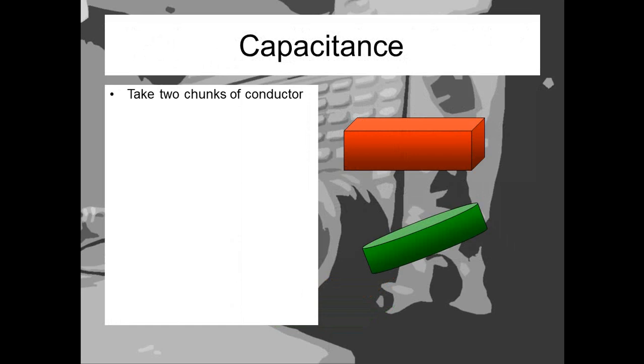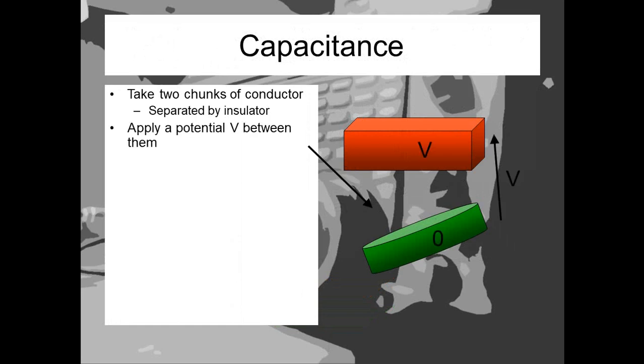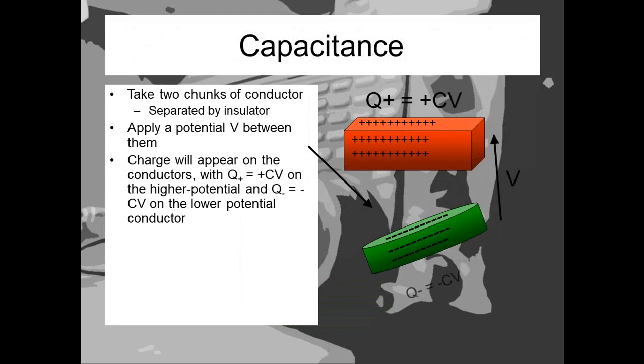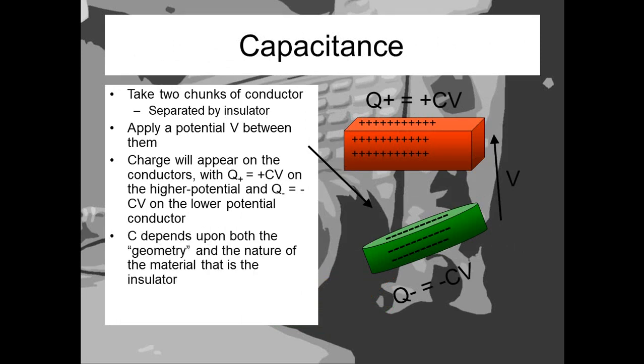Basically you just take two chunks of conductor, separated by an insulator, apply a voltage across them, and then one side will become positively charged, the other side will become negatively charged. The capacitance of a capacitor depends on the geometry, and also the material in between the two pieces of metal.